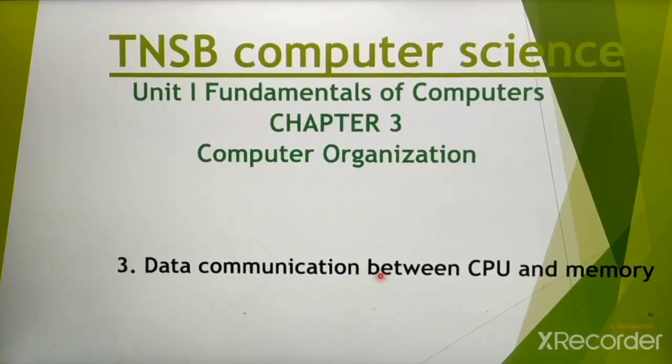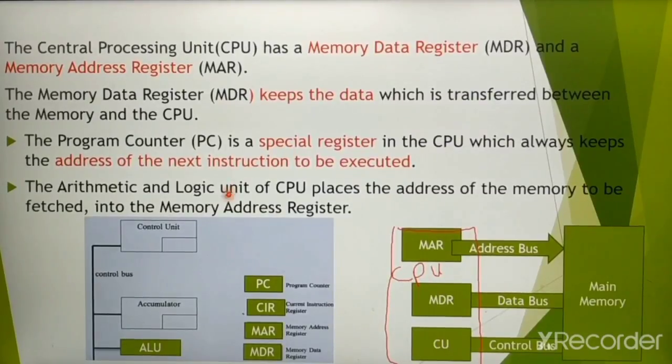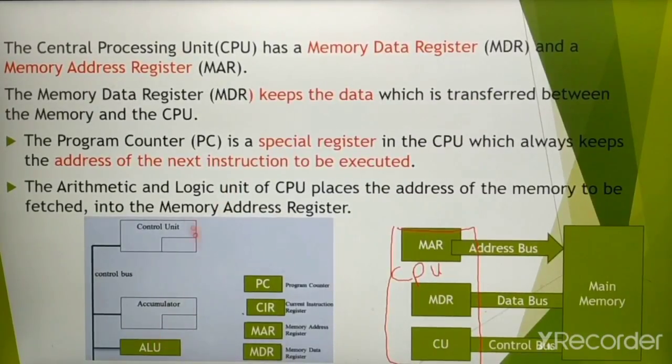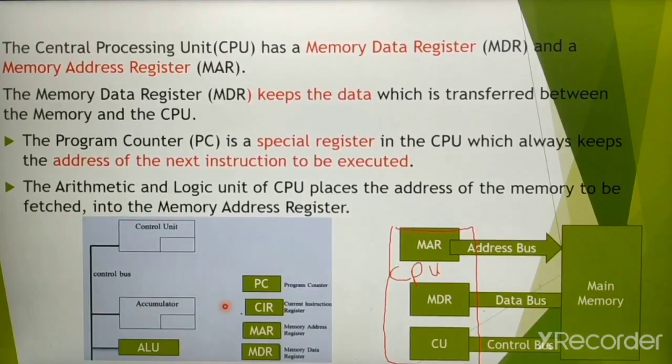Dear children, in this video we are going to see about data communication between central processing unit and memory. We know CPU is the most important component of our computer. Here we have three important parts. They are arithmetic logic unit, internal memory and control unit. Apart from these three parts, we are having some other components also. They are memory data register, memory address register, current instruction register and program counter.